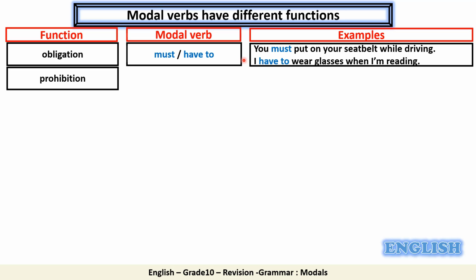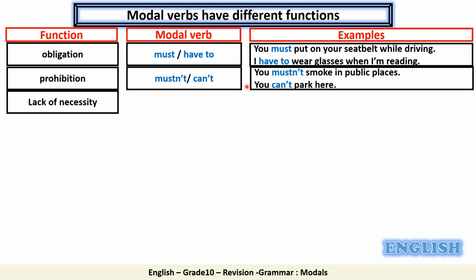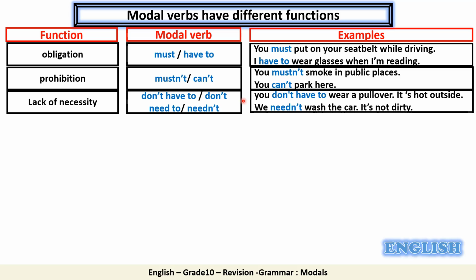Also, we have prohibition that could be expressed by mustn't or can't. For example, you mustn't smoke in public places, or you can't park here. We also have lack of necessity that can be expressed by don't have to, or don't need to, or needn't. For example, you don't have to wear a pullover, it's hot outside, or we needn't wash the car, it's not dirty.